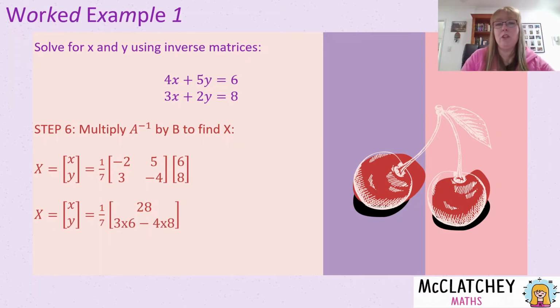So that will be 3 times 6 plus -4 times 8. So then that will end up being 18 take away 32, which is -14. So now we can perform our scalar multiplication by multiplying both by 1/7.